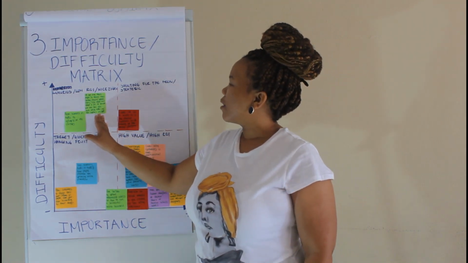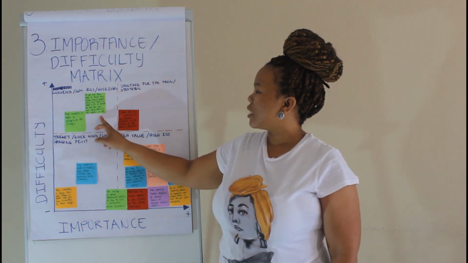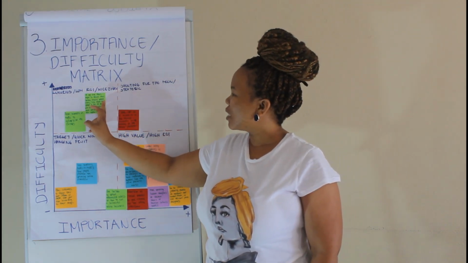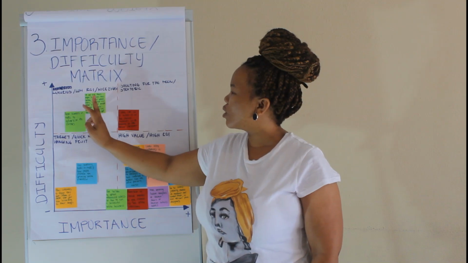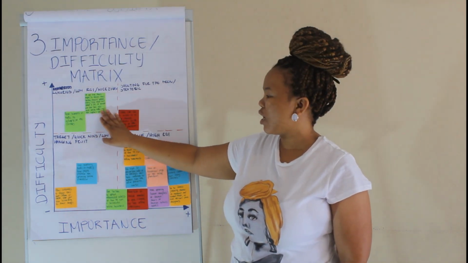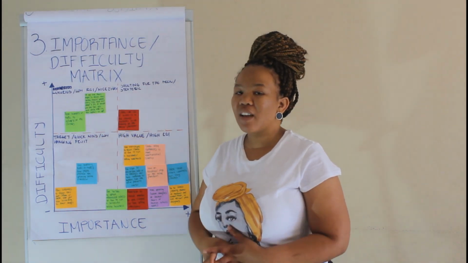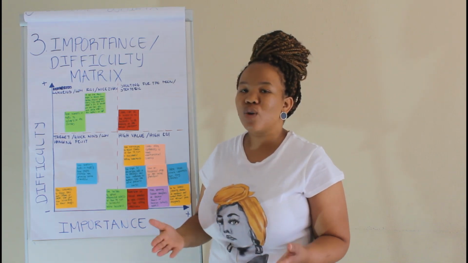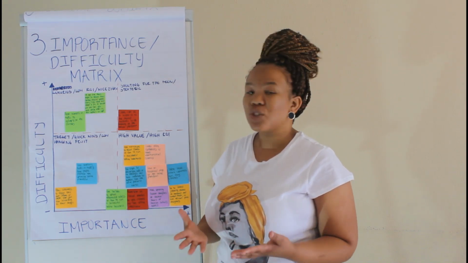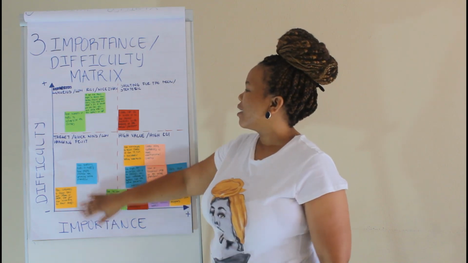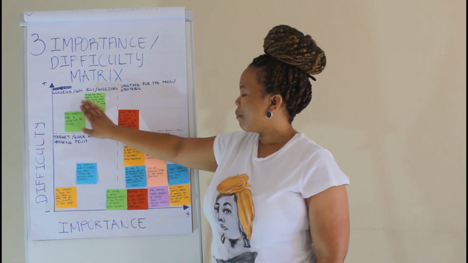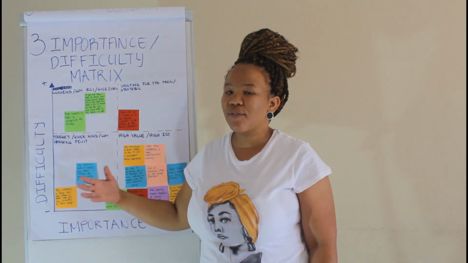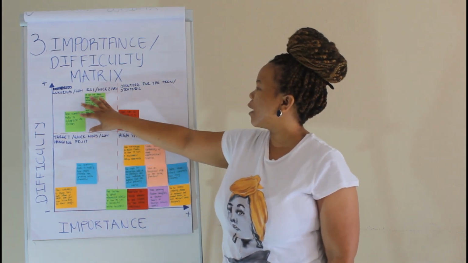So here, the idea that he has on this quadrant says, I'm going to build a virtual reality app that allows people to design their clothes and choose their patterns, etc. If you think about it, building a virtual reality app, especially in South Africa, we don't have a lot of people who know how to create virtual reality apps. So the level of difficulty is very high, but it's also not so important to have that added feature. It's like a nice to have feature. It's not so important, so you put it here.